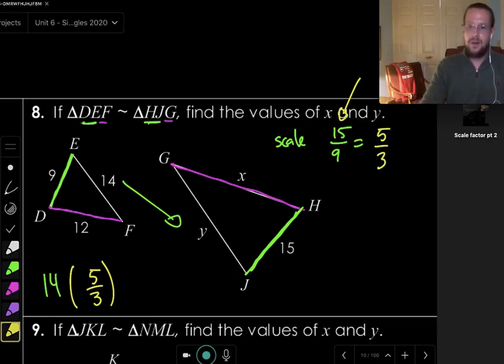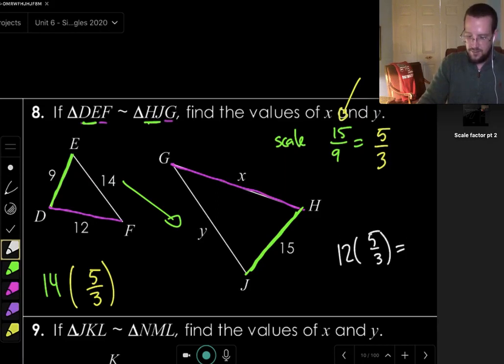14 times 5 thirds. Oh, I don't know. I'm going to have to cheat. Is the other one easier? Oh, the other one's easier. Let me do DF first. So DF is going to be 12 times 5 thirds. This is much easier. So this is going to be 20.